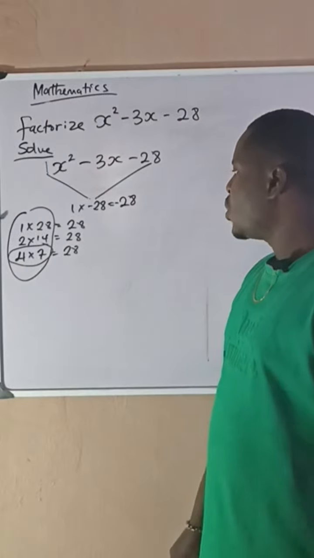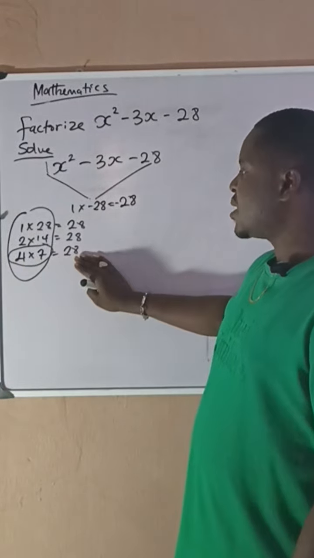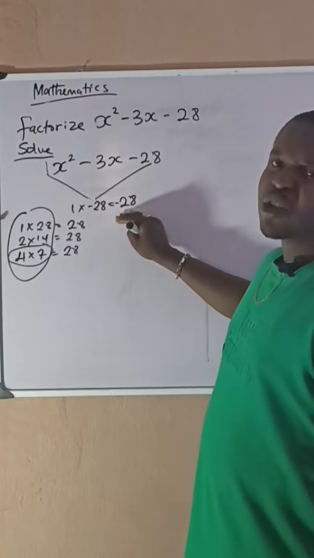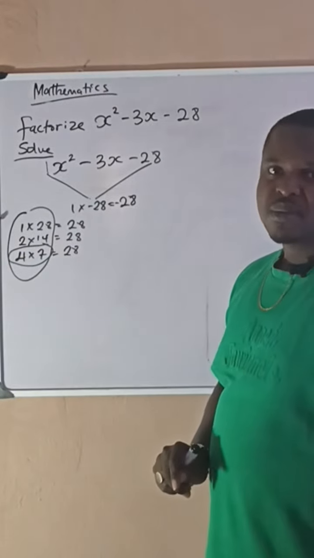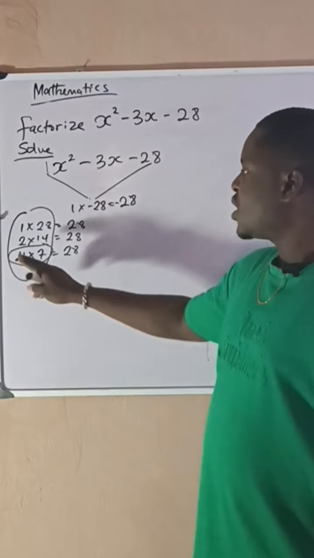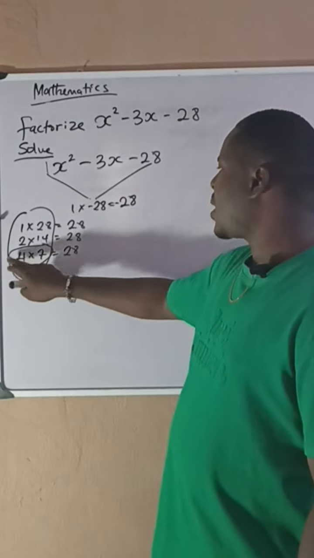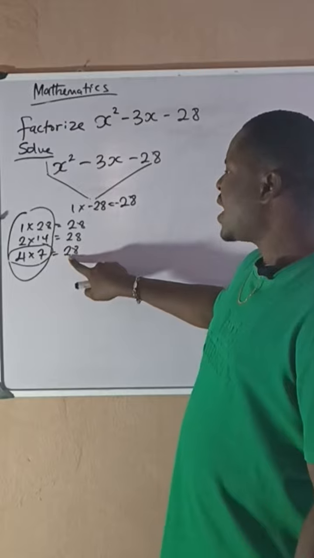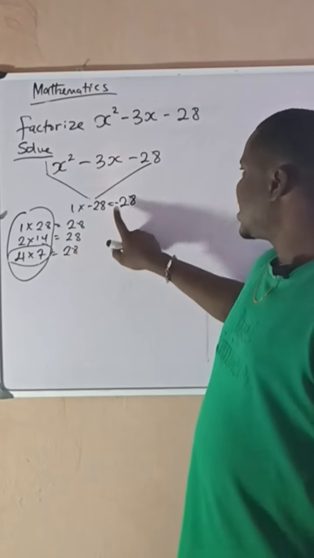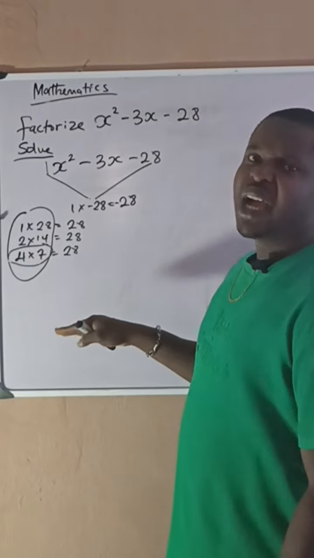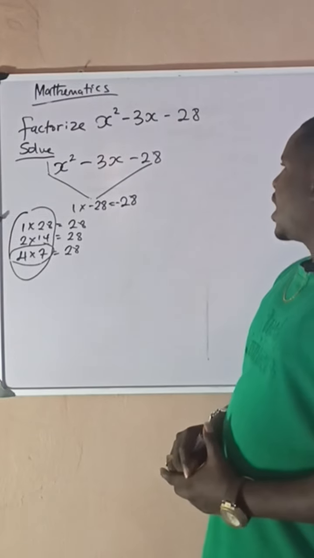So another thing you have to do here is that this is just the factors of 28. But we need the factors of minus 28, which means these numbers have to carry signs. Is that understood? These numbers have to carry signs. So what are we going to put? What signs are these numbers going to carry so that when they multiply, they give us minus 28, and when they add or subtract, they give us minus 3?